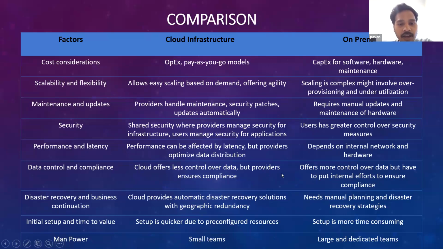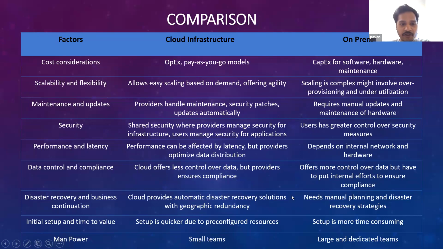And data control and compliance. Compliance matters for some industries like fintech, the health sector, and some of the private sectors, so those industries have to follow a lot of compliance. For this, cloud offers less control over data, but providers ensure the compliance certificates are maintained. On-prem offers more control over data, but you have to put in internal effort to ensure the compliance.